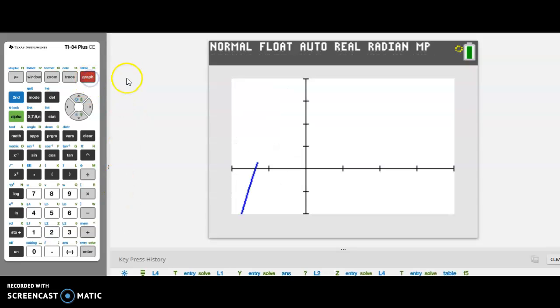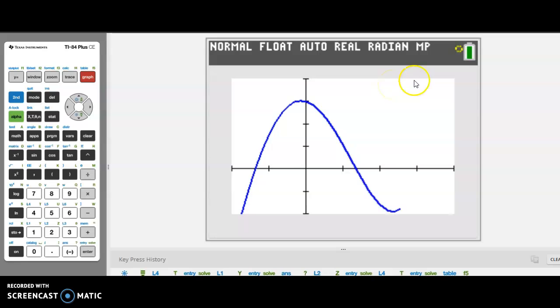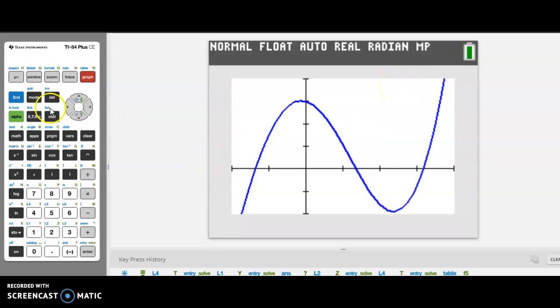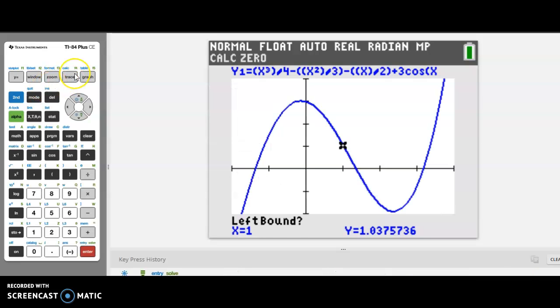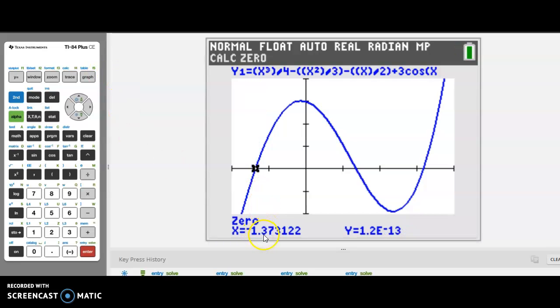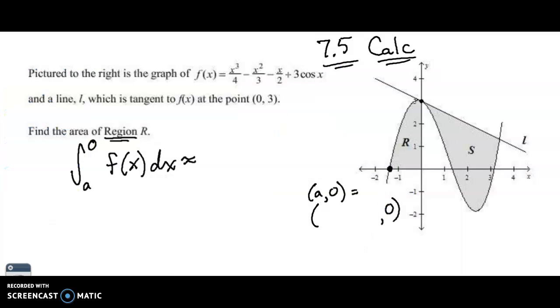So as I go to my graph, it looks about right. What I care about is that root right now, that 0. So second trace, the second option is root. Enter to the left, enter to the right, and about right there, we get -1.373. So I've defined it. Now everywhere in the problem that I use it, I can write a.